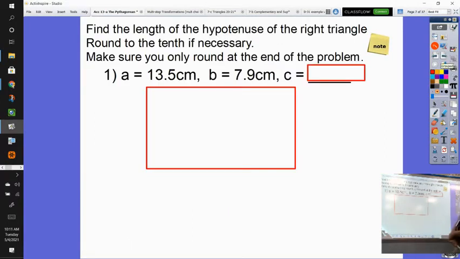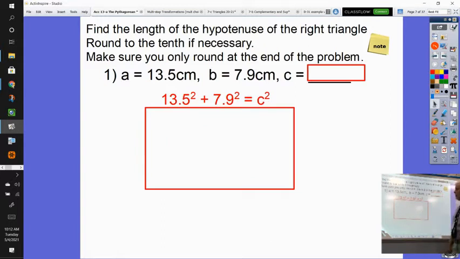All right, so here's another one for you to try. We'll do this in steps. First, find the length of the hypotenuse of the right triangle, round to the tenth. And anytime you get A, B, and C in a Pythagorean theorem problem, A and B are always the legs, and C is always the hypotenuse. So the first step here is to substitute into the Pythagorean theorem.